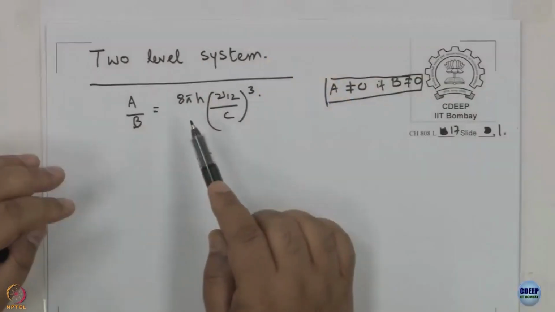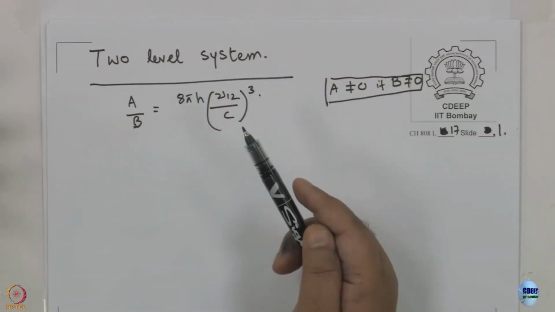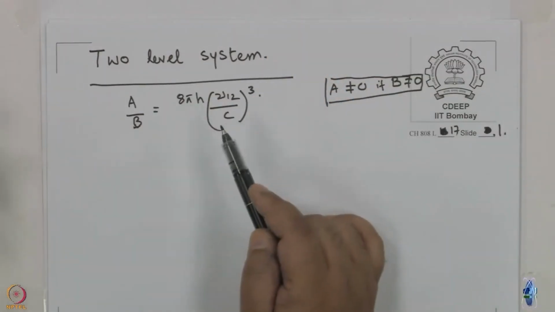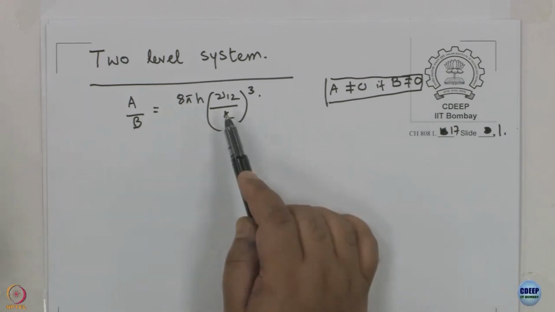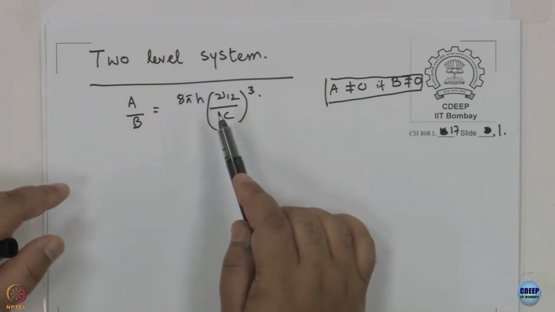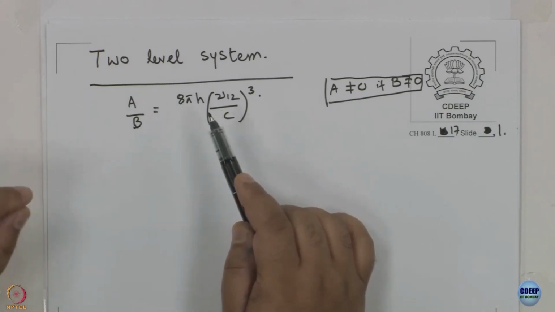Second thing is, this is A by B ratio. When is A by B ratio more? When is A by B ratio less? On the right hand side, well, 8 is a number, pi is a number, h is a constant, C is a constant. Nu 1 2 is the only thing that you have any control on. So, if nu 1 2 is large, then A by B ratio is large. That means spontaneous emission takes preference over stimulated emission.